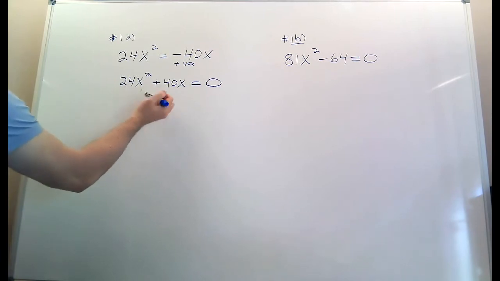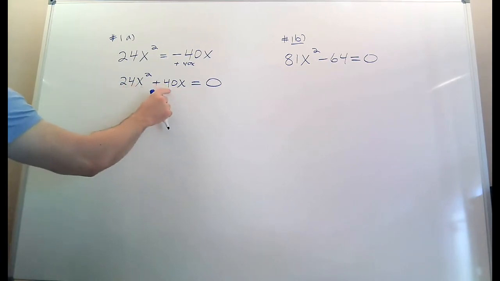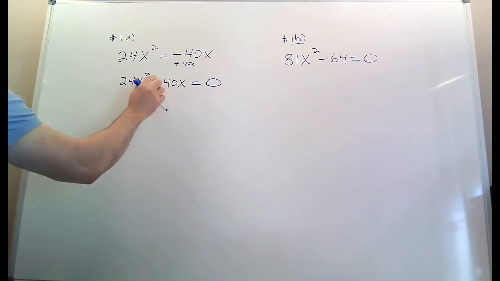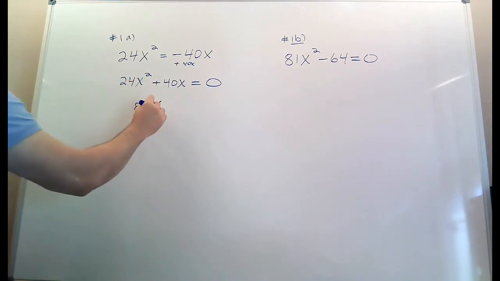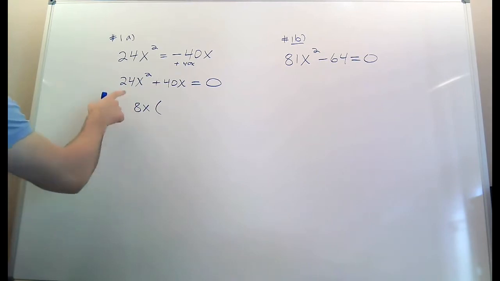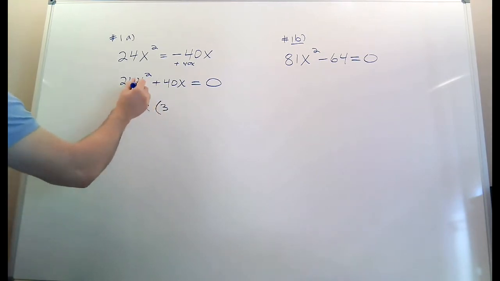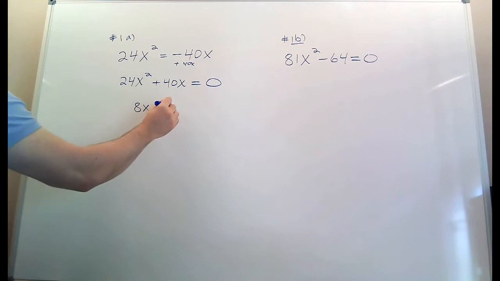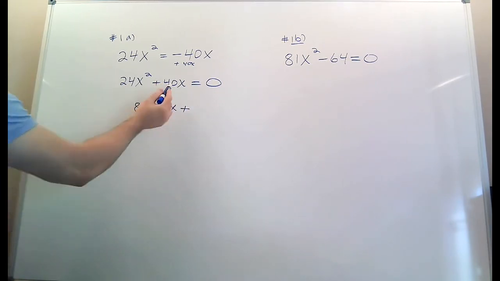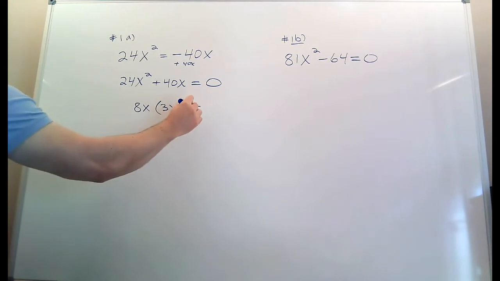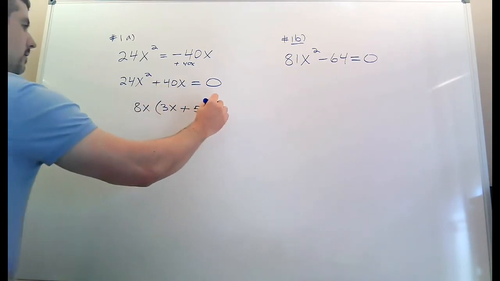So you're looking for the greatest common factor here. I want the largest number that divides 24 and 40, which is 8. And then the common letter is x. So you're going to divide away 8x. 24 divided by 8 is 3. X squared divided by x leaves you with an x, plus stays there. 40 divided by 8 is 5, and the x is crossed out.